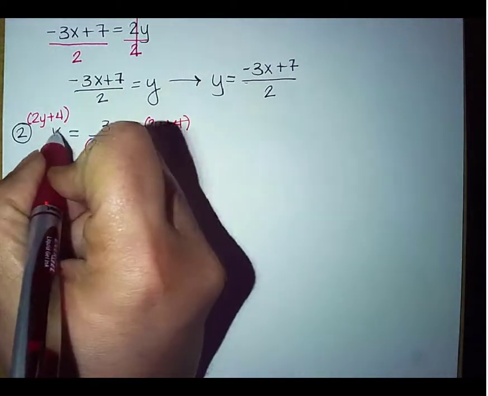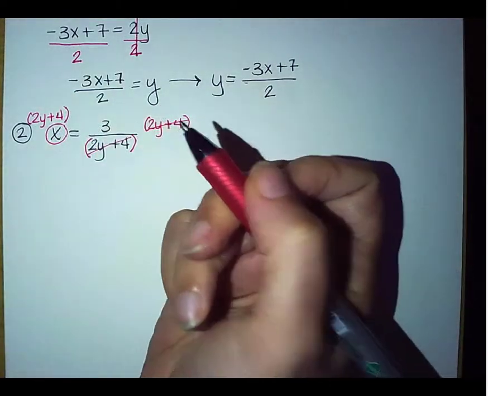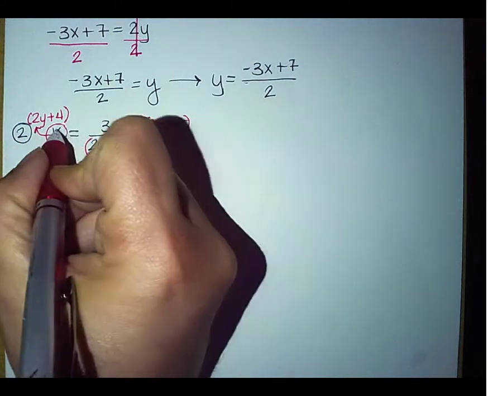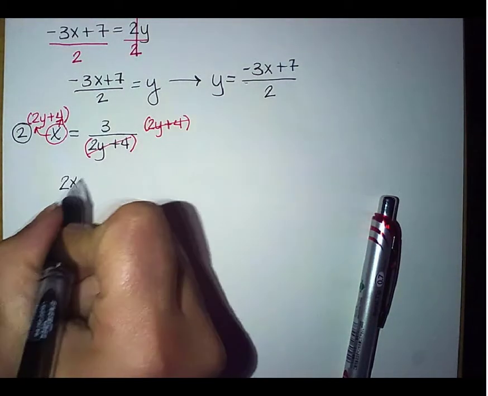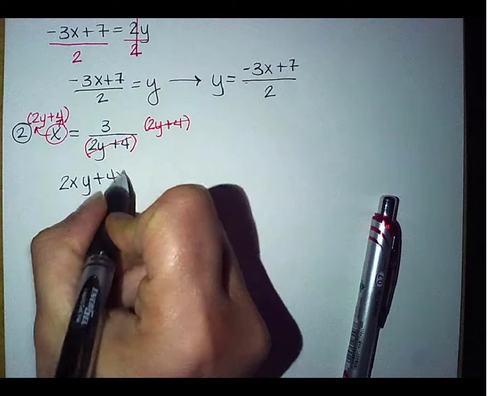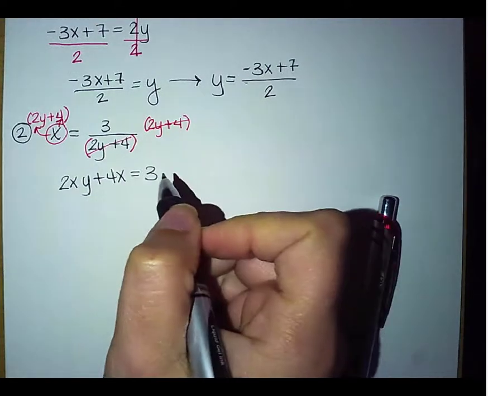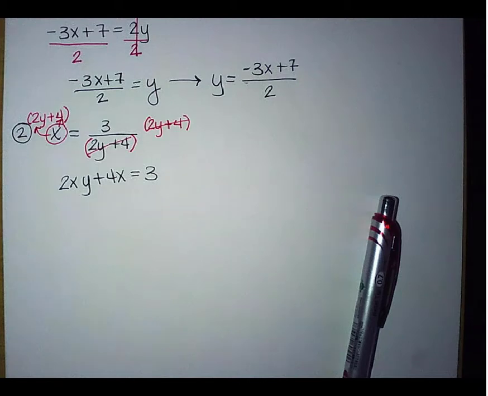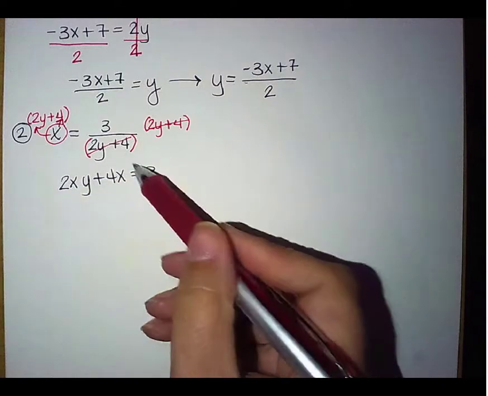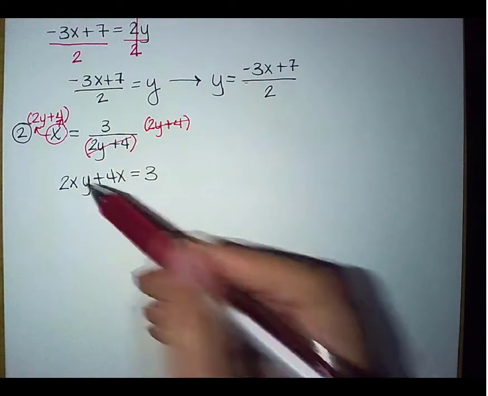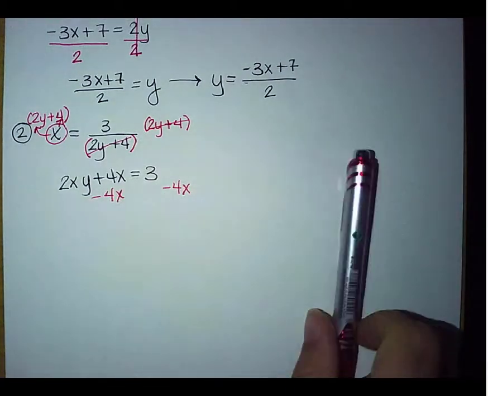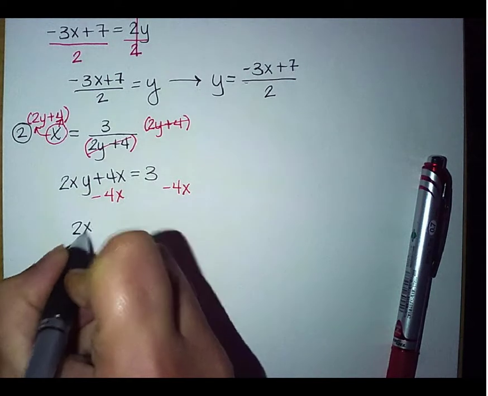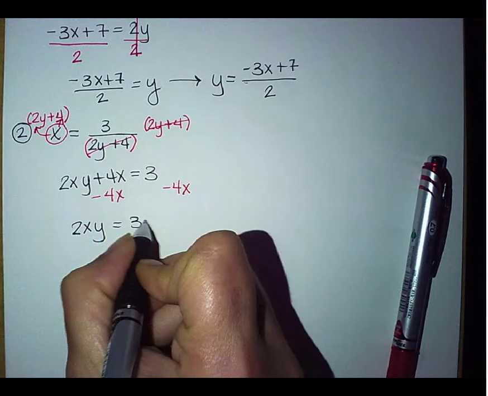Now over here, you are going to take this x and actually distribute it, which means you're going to multiply it by the 2y as well as by the 4. So that's going to give us 2xy plus 4x equal to 3. So again, now we're trying to solve for y. We want to get anything added or subtracted onto our y first. So that means we need to move this positive 4x since it is added to our y term. And we're going to move that by subtracting 4x from both sides. So now we're going to have 2xy is equal to 3 minus 4x.